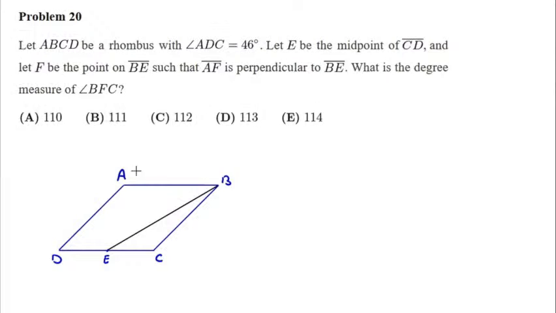So AF is perpendicular to BE, and then it says what's the degree measure of angle BFC. This F, it will be something. So let's just consider, for example, this one, and this one, it's good now. We consider AF perpendicular to this, and we consider this angle alpha, and the problem says alpha is what?